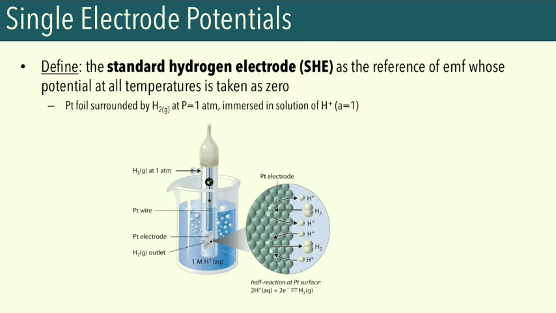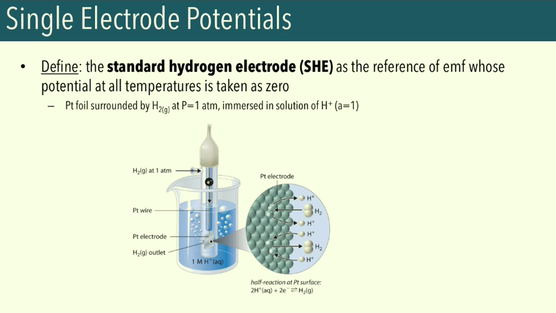So the setup of SHE is very specific. It involves the reduction of hydrogen ions at standard activity of 1 to form hydrogen gas at a standard pressure of 1 atm or vice versa, okay? But the problem with SHE, however, is that it's actually pretty difficult to prepare and also use.